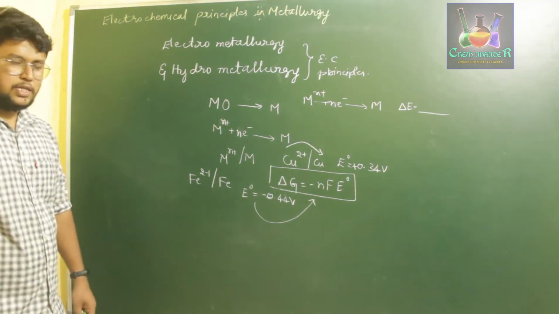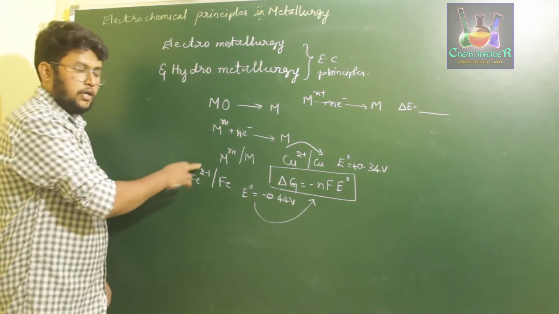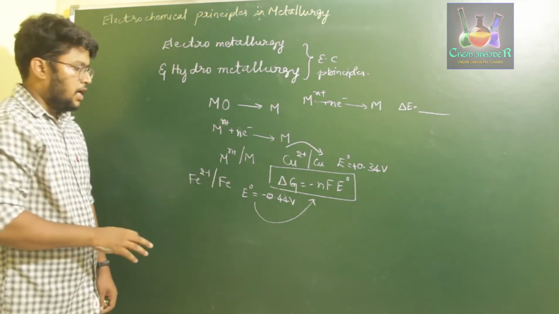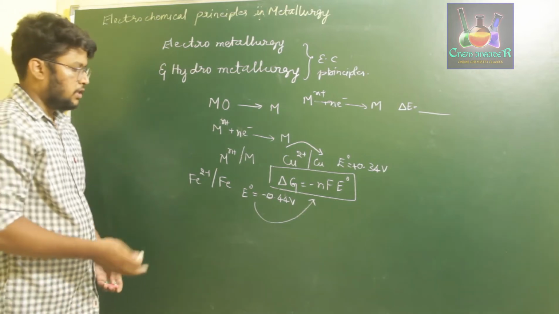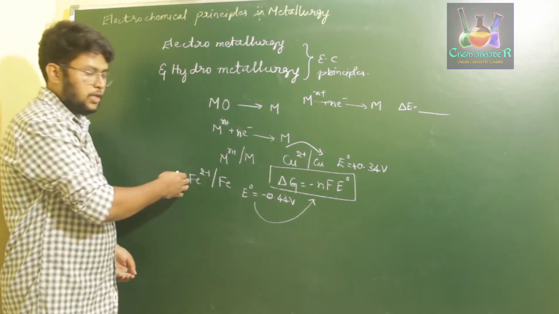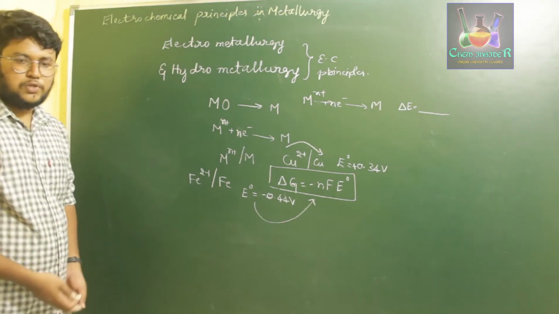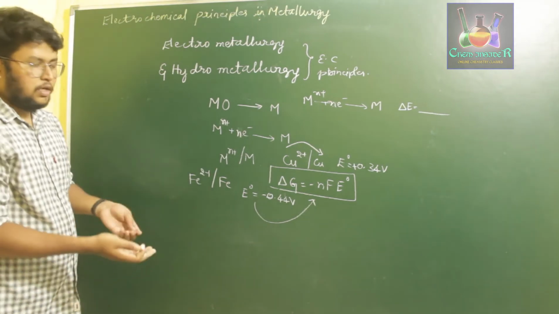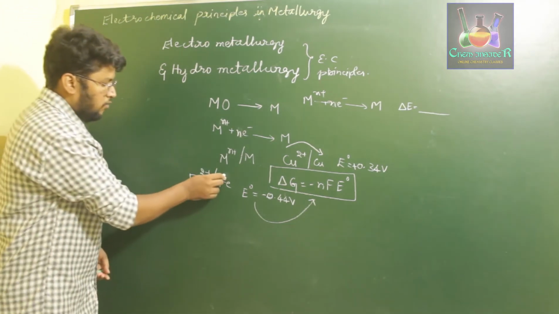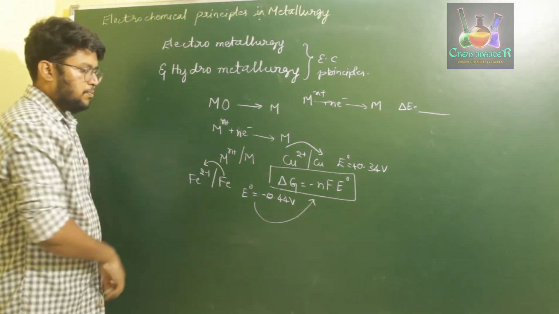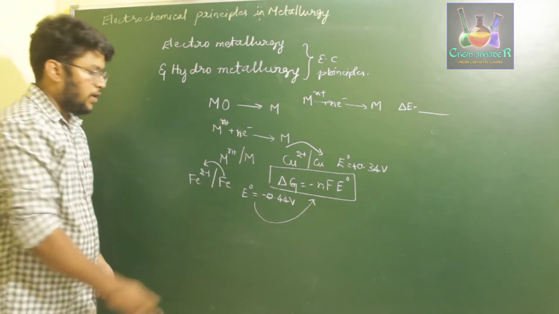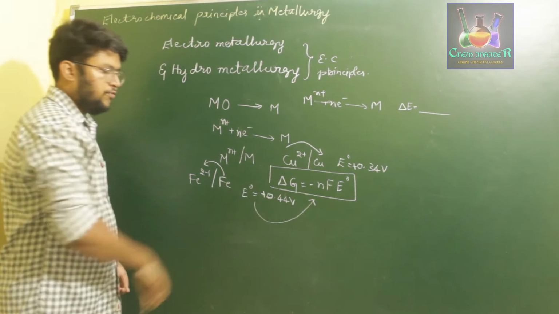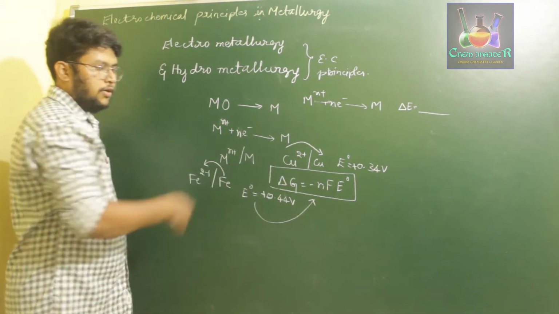So here what we can say is that iron cannot get reduced. Iron does not support reduction. The reduction of Fe2+ to Fe is not feasible. So what we can do is reverse the reaction and convert Fe to Fe2+. Then the minus 0.44 value gets converted to plus 0.44, and delta G will be negative.